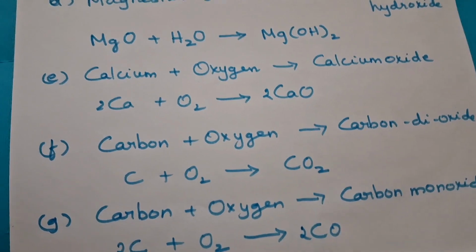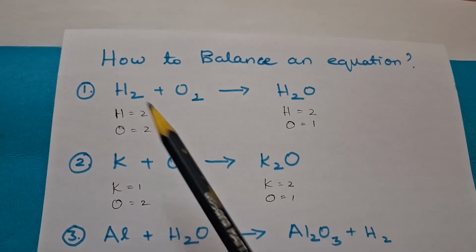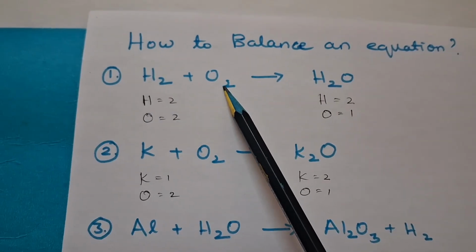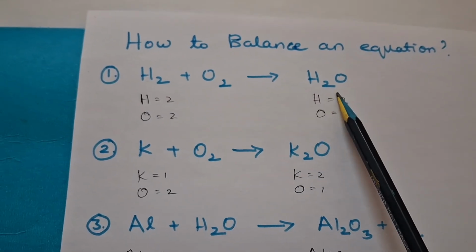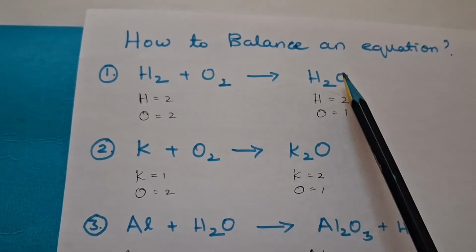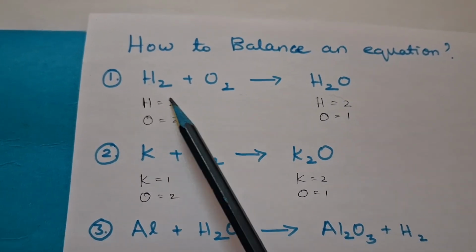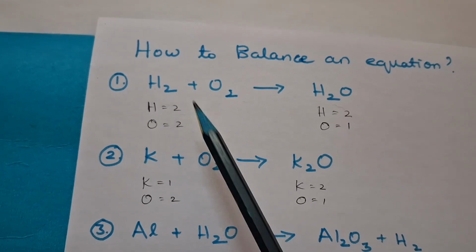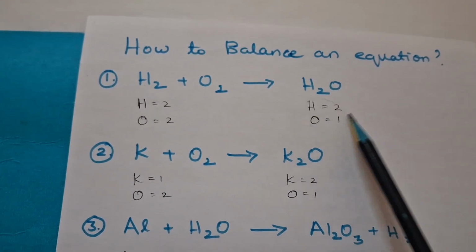Next we'll go for how to balance an equation. Hydrogen is H2, oxygen is O2. It reacts to give water. You have to see, this is the left hand side, and after this arrow mark is the right hand side. The number of atoms on the left hand side should be equal to the number of atoms on the right hand side.